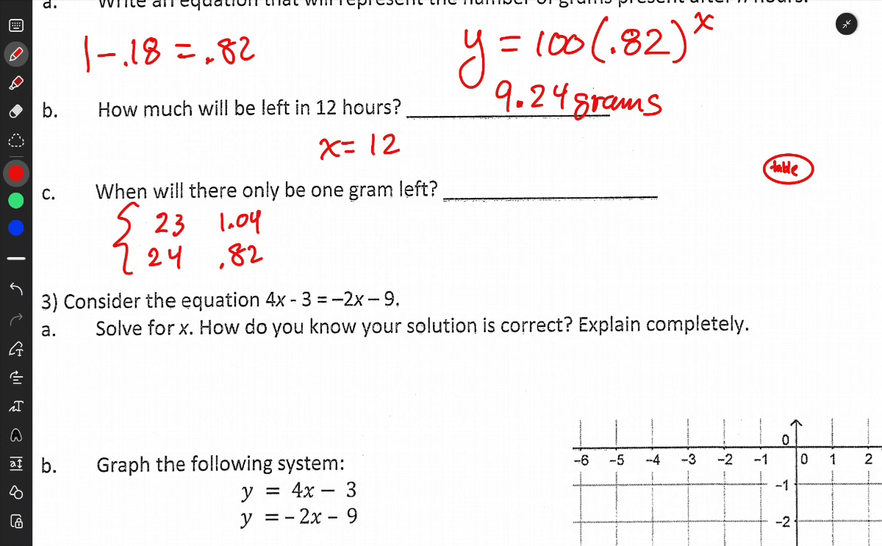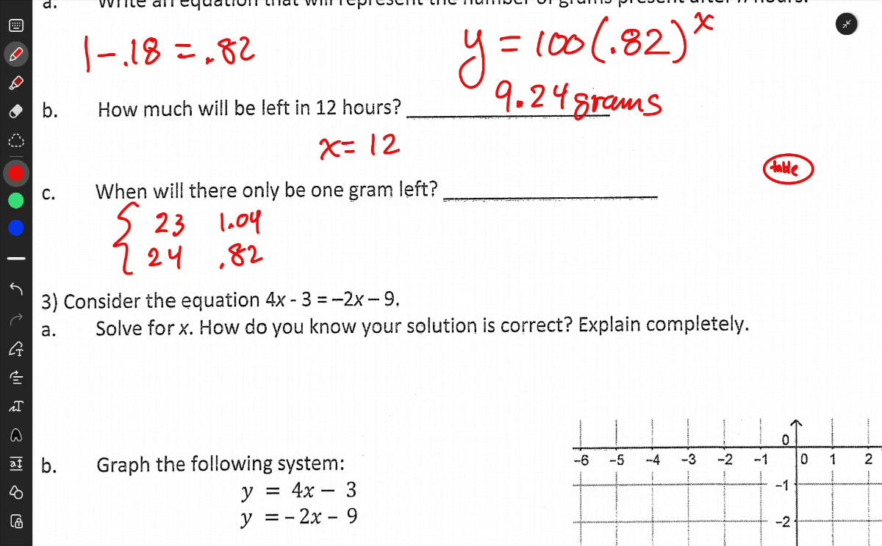In fact, if I go down in this table to hour 12, it's exactly 9.24, which is what I thought it would be, 9.24 grams. And then I'm going to go down to hour 23. It's almost at a day, huh? So at hour 23, I've got 1.04 grams. And then at hour 24, I'm at 0.85 grams.